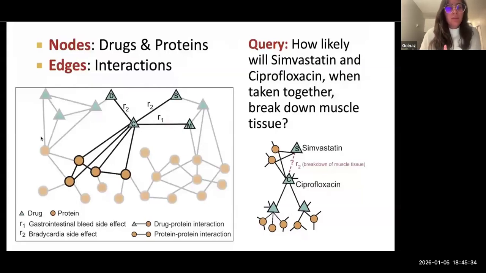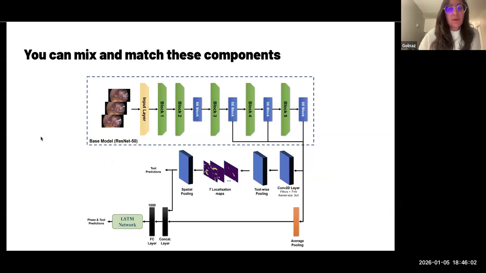So we learned about graph neural networks, convolutional neural networks for images, foundation models that work with different modalities of data. It could be image and text and other stuff. We learned about time series data and RNNs. And I also want to mention that you can also mix and match these components.